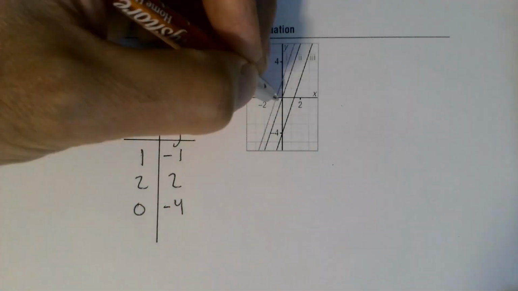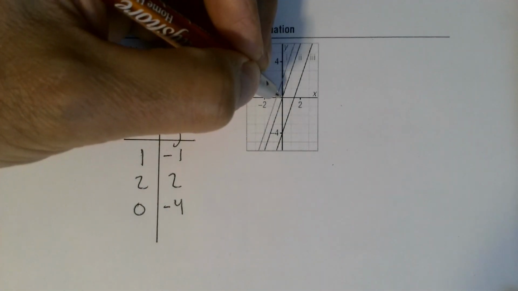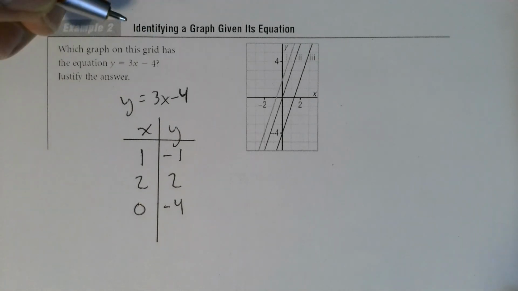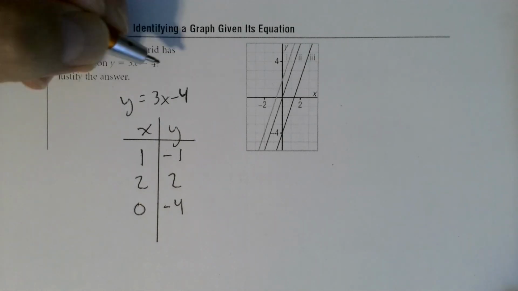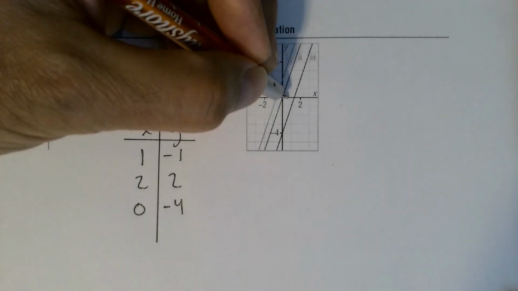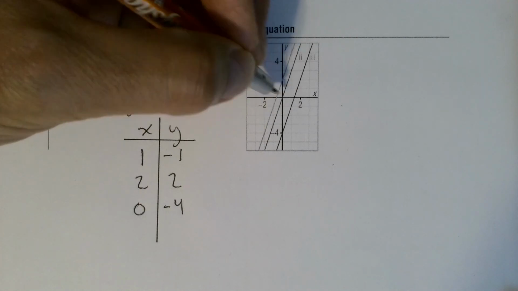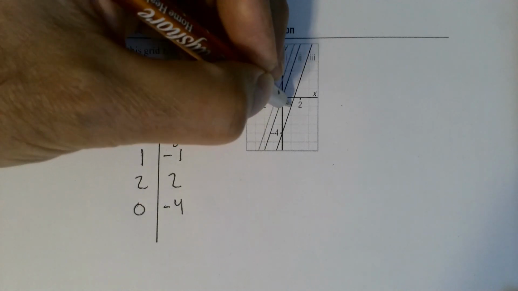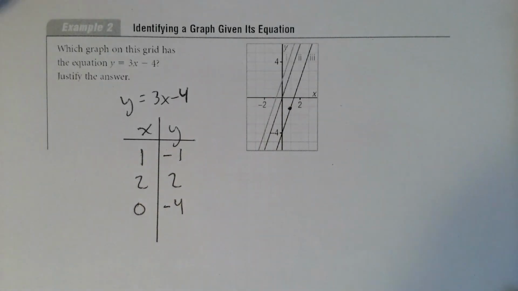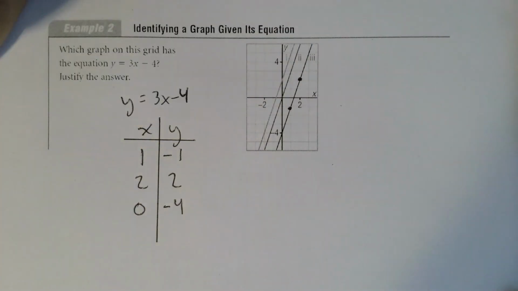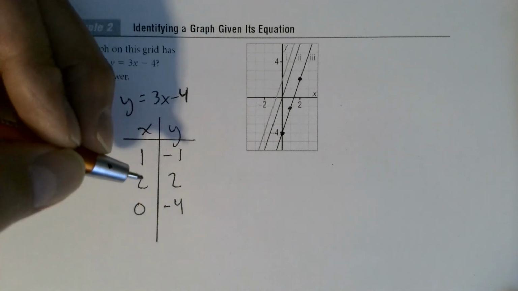Okay, so I've got 1. Did I do this wrong? X equals 1, Y equals -1. Oh, the scale, it's way over here. I was thinking it was there. There we go. 1, -1 is there. 2, 2 is going to be there. And 0, -4 is going to be down there. So we've got graph 3.